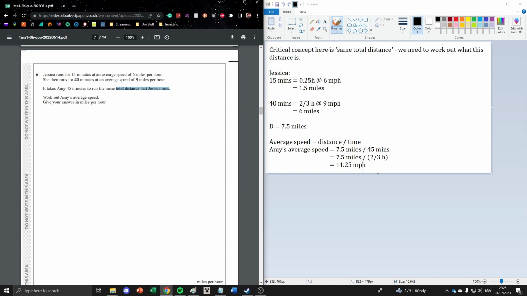11.25 miles per hour, which makes sense because obviously this is going to take Jessica, what, 55 minutes, and this is going to take Amy 45. So it makes sense that she'd be running on average faster than Jessica did at any point.